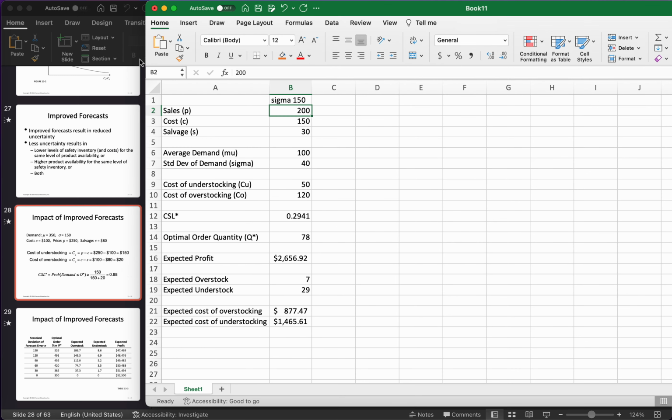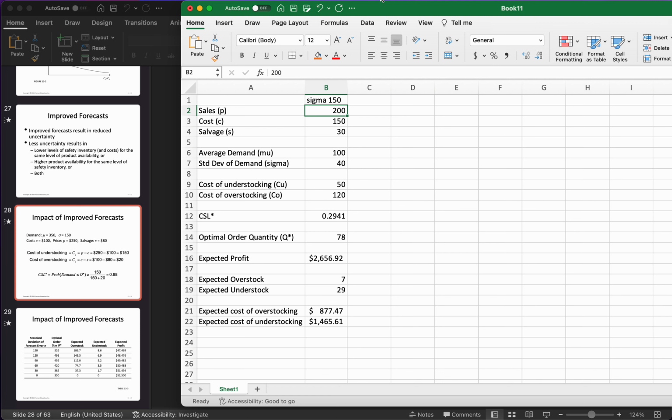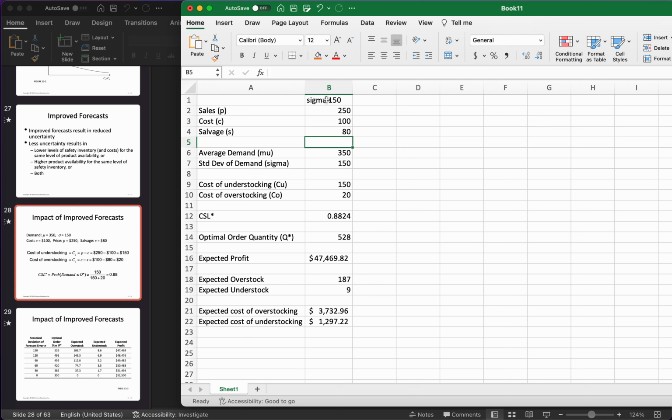So if you look at the data that we have, demand is 350, standard deviation is 150, sales price is 250, cost is 100, and salvage value is $80, right? So you'll notice that cycle service level was 0.8824. So I'm going to say sigma is 250 by 150. By that I mean that the standard deviation is 150. We look at varying values of standard deviation, right? Okay.